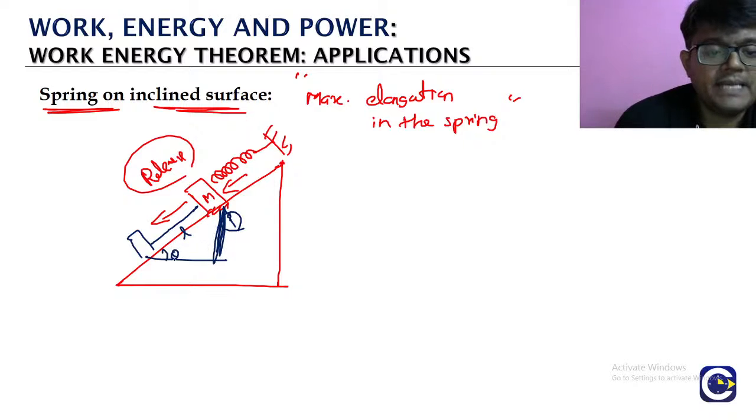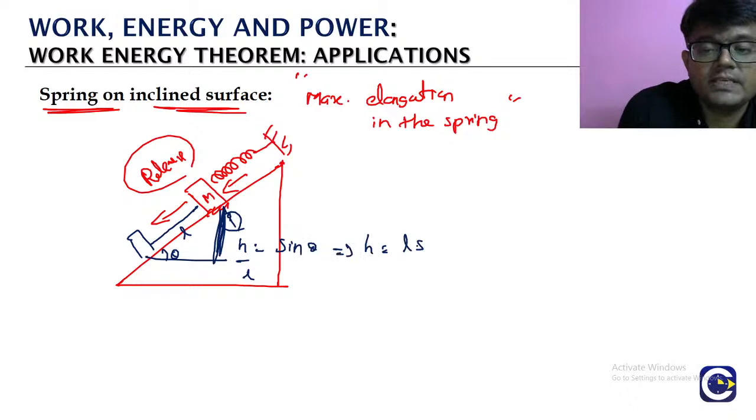The angle of the plane is theta. H will be what? Remember what we have done. What is it? H by L will be sine theta. So H will be what? L sine theta.